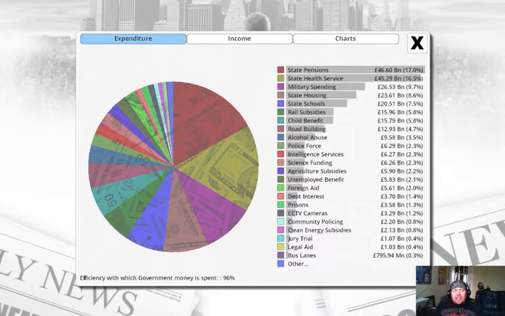State housing. Again, the socialist part of me thinks state housing, great idea, can try and eradicate homelessness by using state housing. However, a big drain on the resources, 23.6 billion, almost as much as the military spending. Same again, state schools, massive, 7.5%, £20 billion, a big drain. So interesting to see what the biggest strains in our economy are.